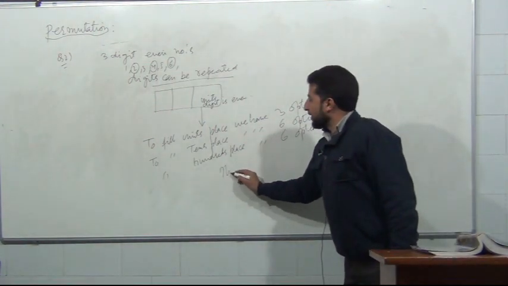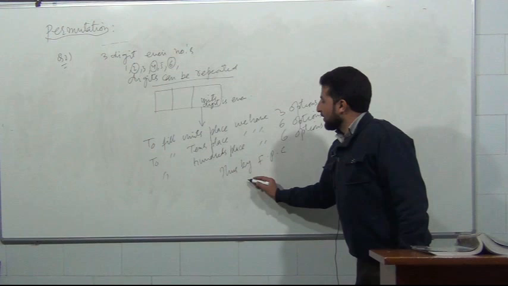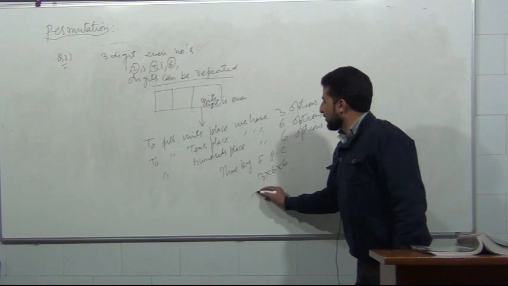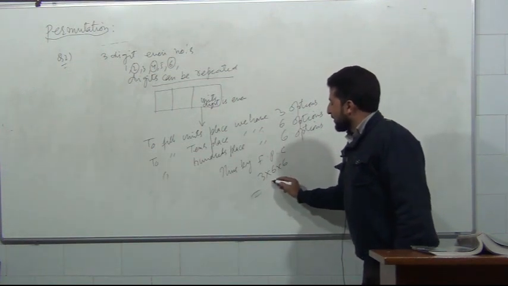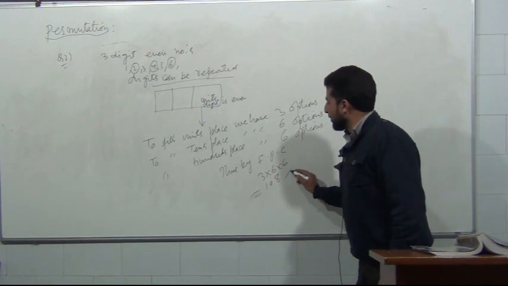Thus, by FPC we conclude, yes, the total number of such numbers is 3 into 6 into 6. Good. That is 36 into 6, 108 probably.